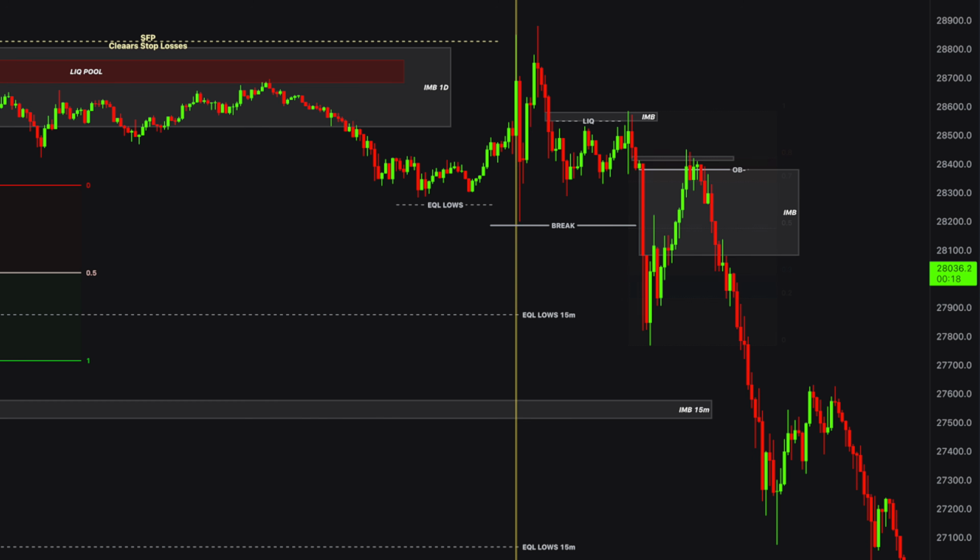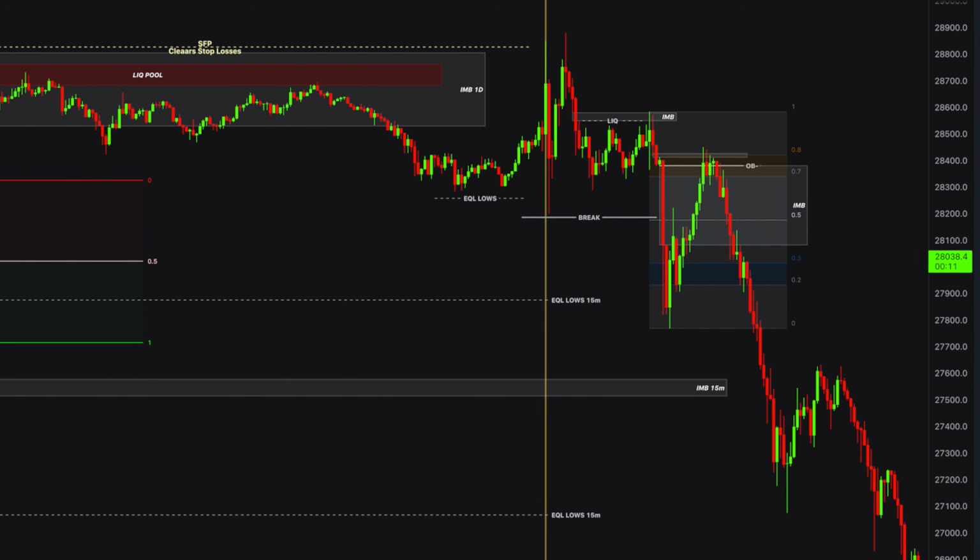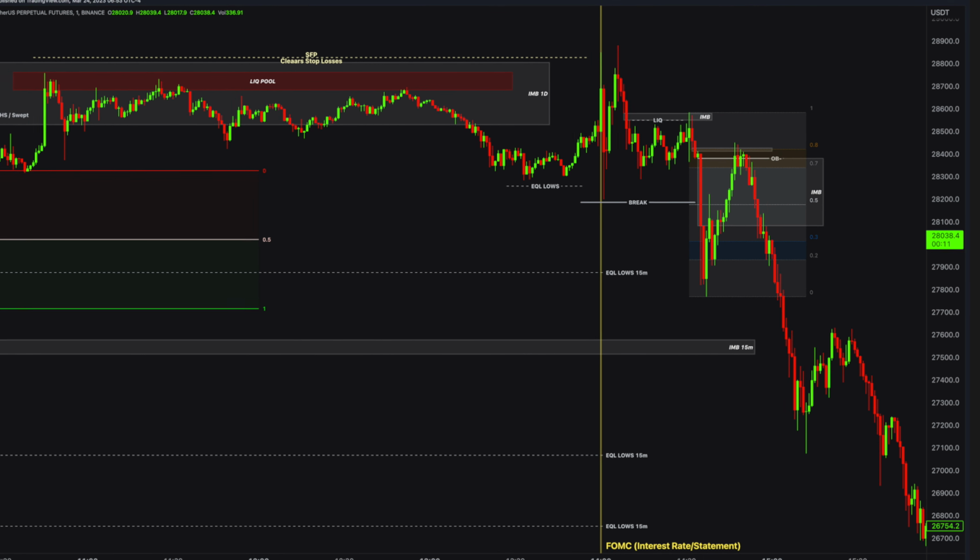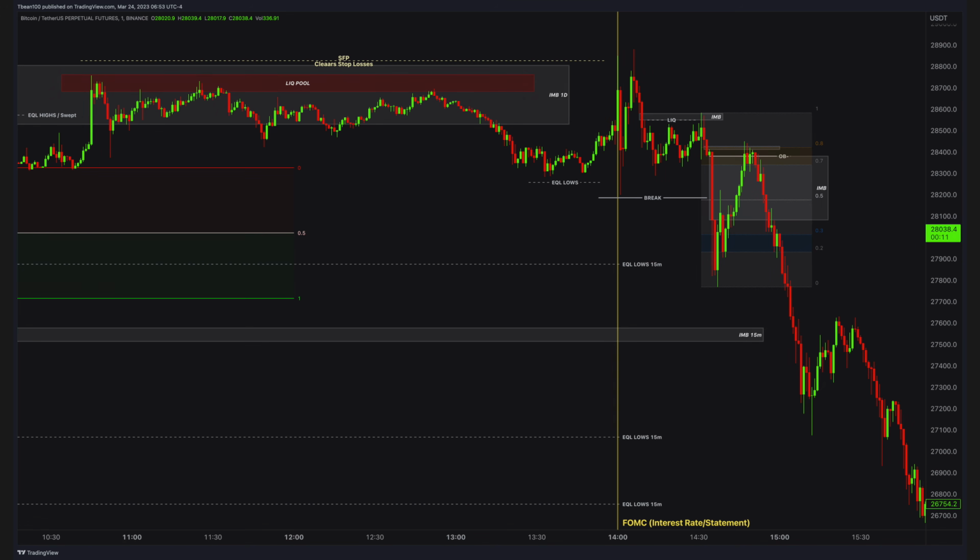From now on, drawing your optimal trade entry tool will also help you a lot. It finds the most optimal entry zone, which collides with the order block and the fulfillment of the imbalance. This was an excellent trade, a textbook trade.